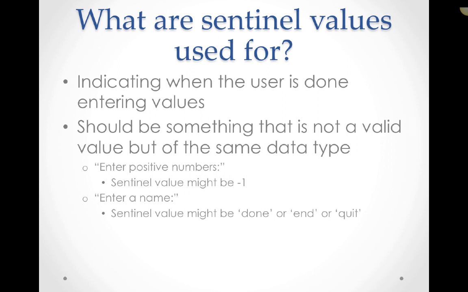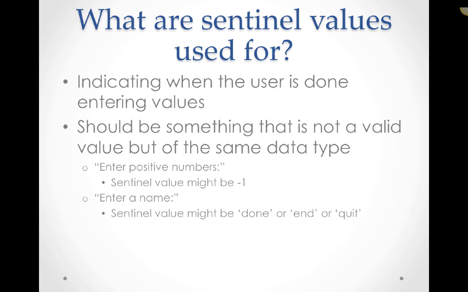For example, we may have a program that says enter positive numbers, so a Sentinel value to end the loop could be -1 because it is a number, but it's not a positive number. Another example is enter a name, and a Sentinel value could be done or end or quit, because I've never met a person with the name done, end, or quit. But they are of the same data type as well. The name would be a string, and done, end, or quit would be a string.